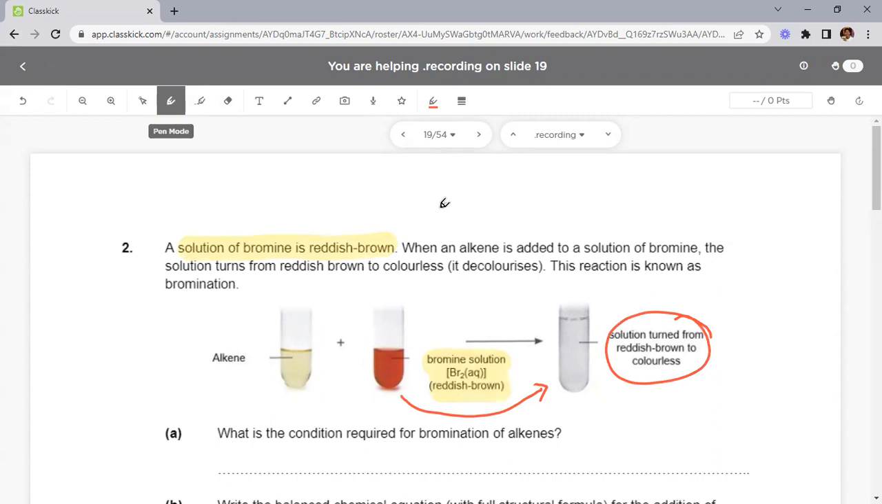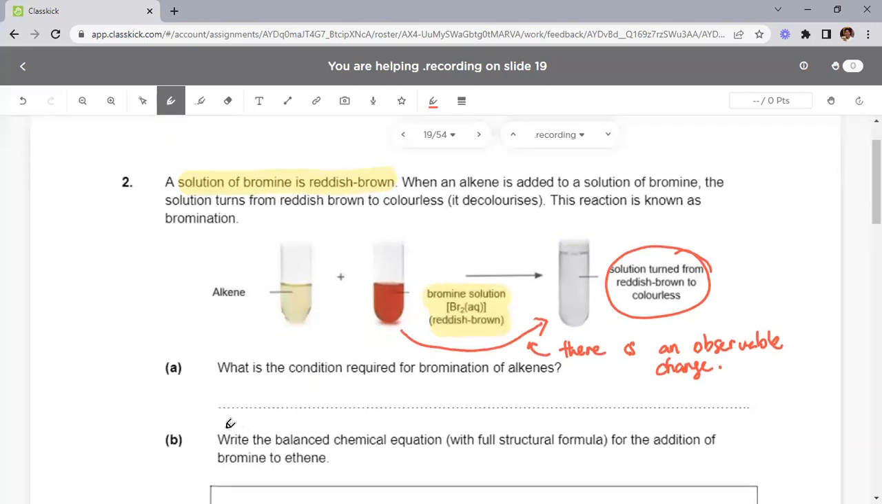This is quite interesting because bromine is reddish brown, and when it turns colorless, you realize there is an observable change. Because there is an observable change, I will be able to distinguish things through a reaction, because there are things I can watch. If it causes a color change, it must be something. If it doesn't cause a color change, it is another thing. We're going to go into more detail about that in the subsequent question. But first, let's start.